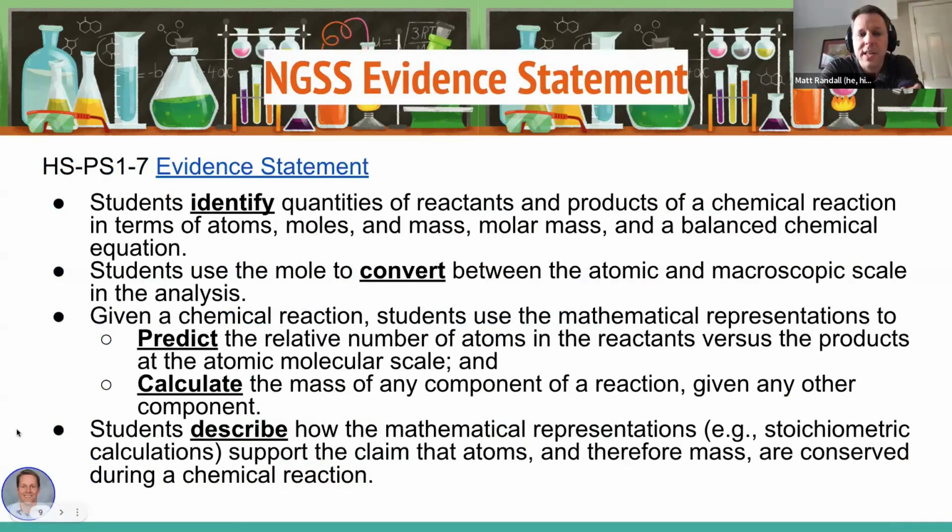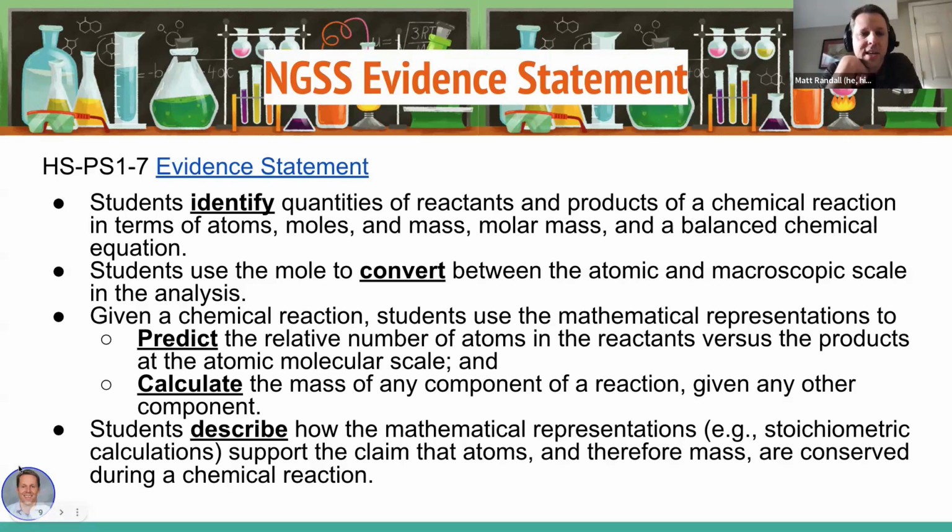If we dig further into the evidence statements, this is where it becomes clear that this is also where the stoichiometry lies. The evidence statements include identifying the quantities of reactants and products in terms of atoms, moles, mass, molar mass, and the balanced chemical equations, and then doing calculations to convert between those. Based on whatever you're given, if you're given a certain amount of a reactant, how much product would be formed, or vice versa. So I think that's kind of where this goes.